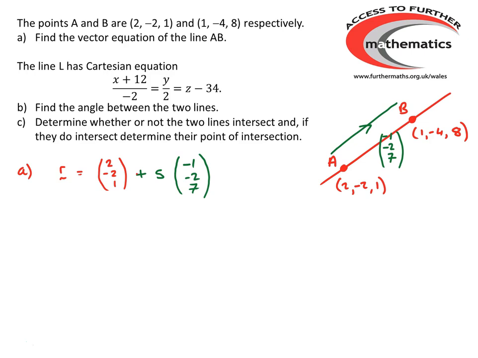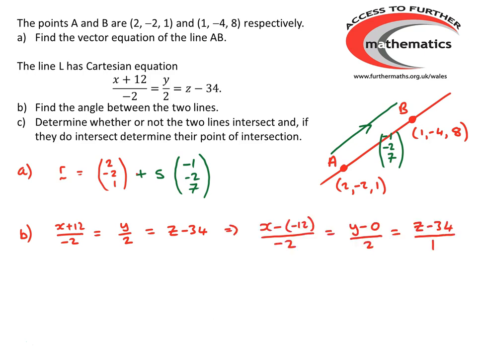Moving on to part B, the Cartesian equation that we've got there, (x plus 12) over -2 equals y over 2 equals z minus 34, can be rewritten as (x minus -12) over -2 equals (y minus 0) over 2 equals (z minus 34) over 1, which is exactly the format to tell us that the vector equation of the line L is r equals (-12, 0, 34) plus t times (-2, 2, 1).